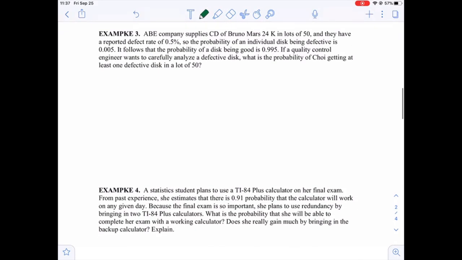Now, question or example 3. Here we have a company that supplies a CD of Bruno Mars, 24K, in lots of 50. So this is the number of elements in the sample space, or the sample. It's 50 disks, and they have a reported defective rate of 0.5%. So the probability of an individual disk being defective is 0.005.